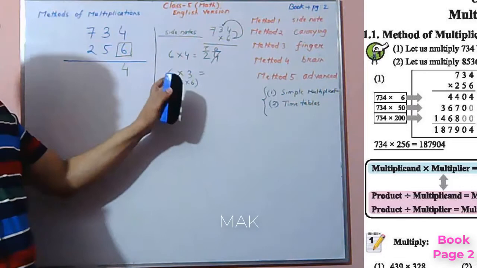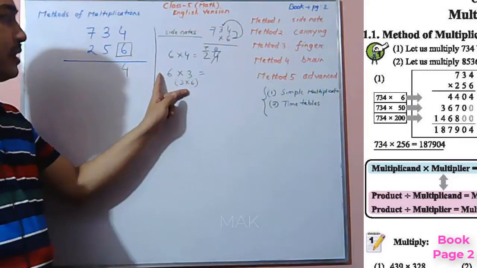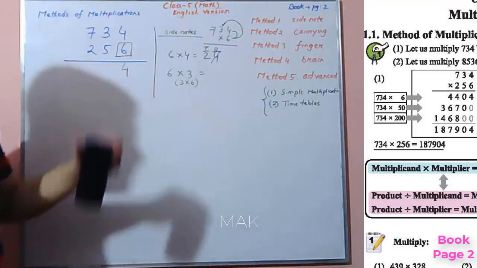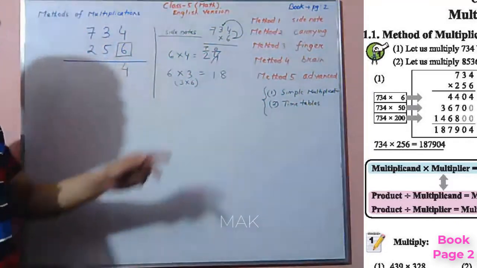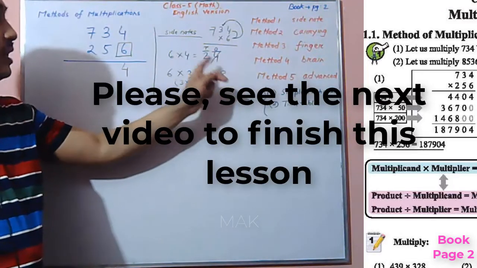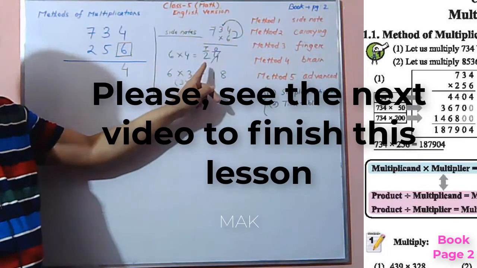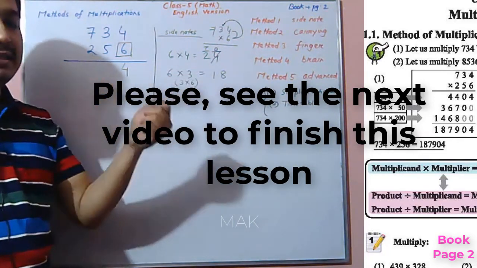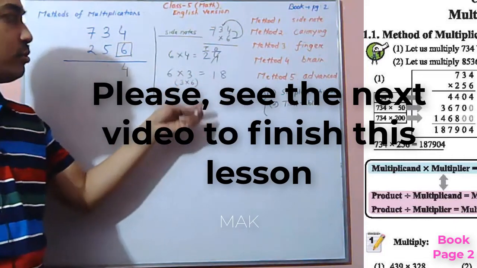If you look for this product, what will be the result? You will see that it is 18. We are not going to take this 8 alone, because in our first step we are carrying 2. We are carrying 2, it is in our hand right now, so we have to add it here.